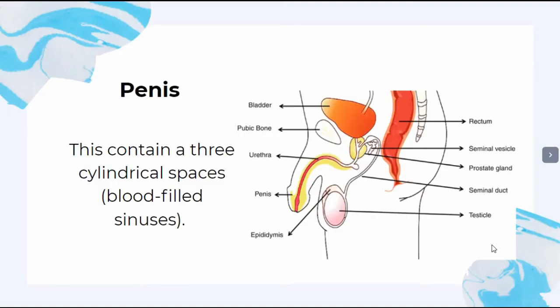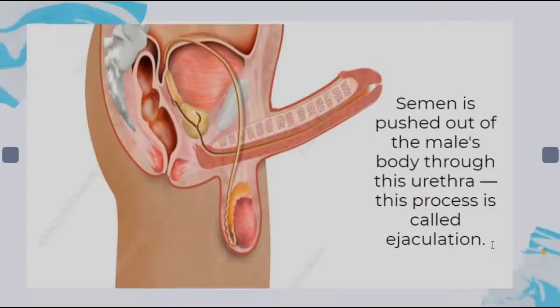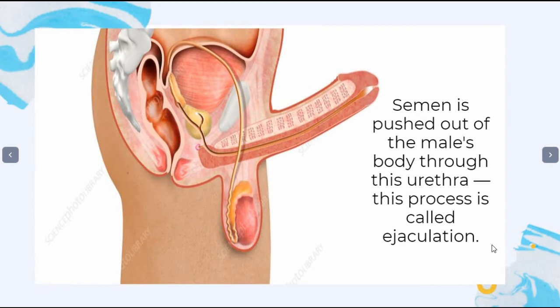Penis. This contains three cylindrical spaces, blood-filled sinuses. When filled with blood, the penis becomes larger and erect. When the erect penis is stimulated, muscles around the reproductive organs contract and force the semen through the duct system and urethra. Semen is pushed out of the male's body through the urethra. This process is called ejaculation.